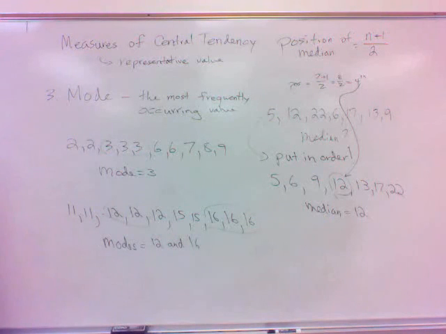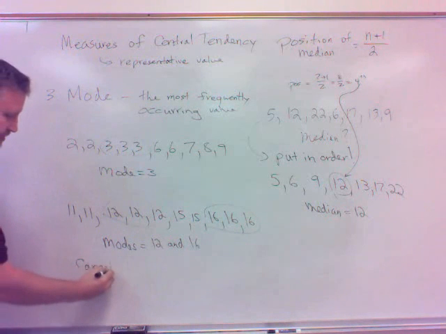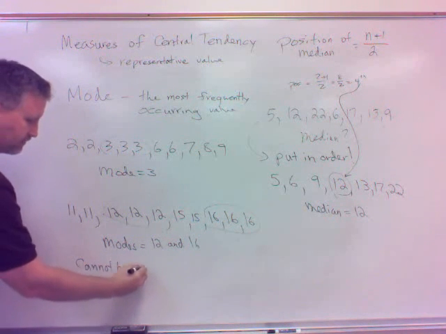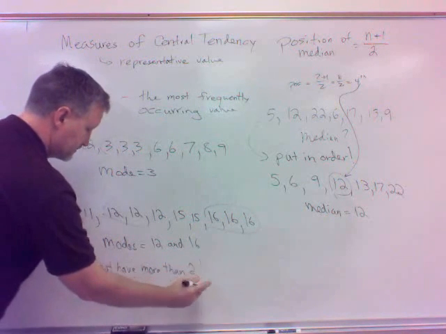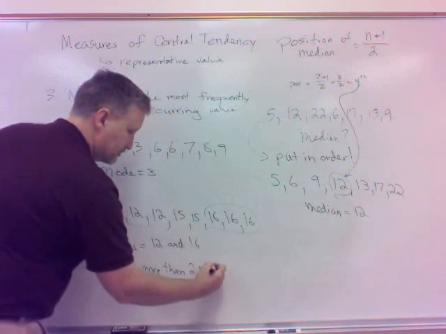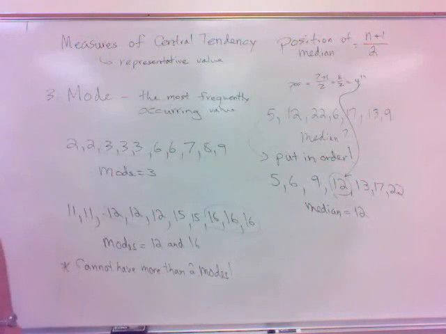If one value occurs the same amount as another and it's the most frequent one occurring, you can have 2 modes. But that is the limit. You can't have more than 2. Cannot have more than 2. That's the rule of thumb there. What happens if I have more than 2?